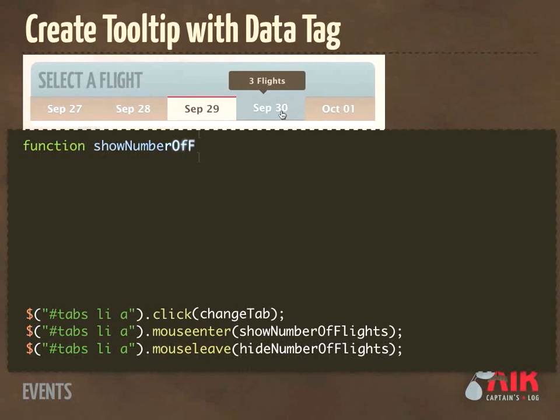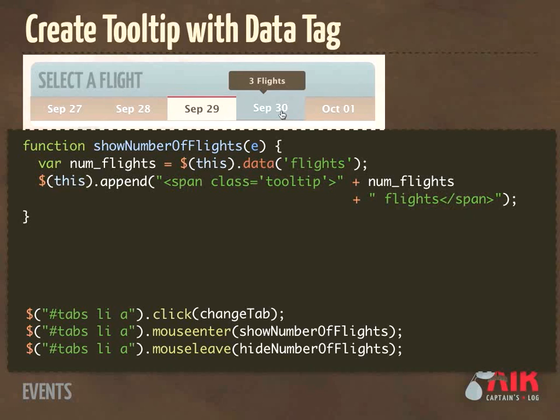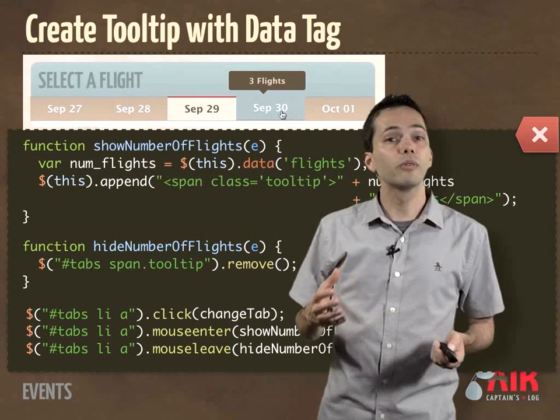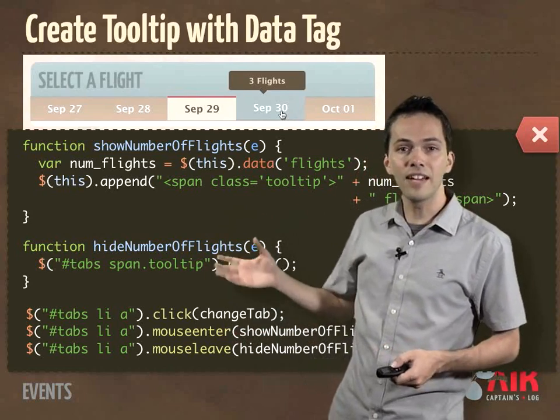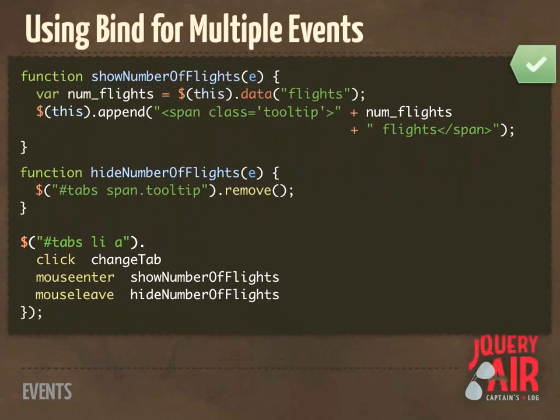So first of all, in the show number of flights function, we're going to grab the number of flights out of the data attribute. Then we're going to append a span with the number of flights in it. For the hide number of flights function, all we're going to do is call remove on the tooltip. So just remove that element. We can refactor this code a little by using the bind command. Since all of these events are happening on the same element, we can write it like this. So we just say bind, and then we have a list of all the events.